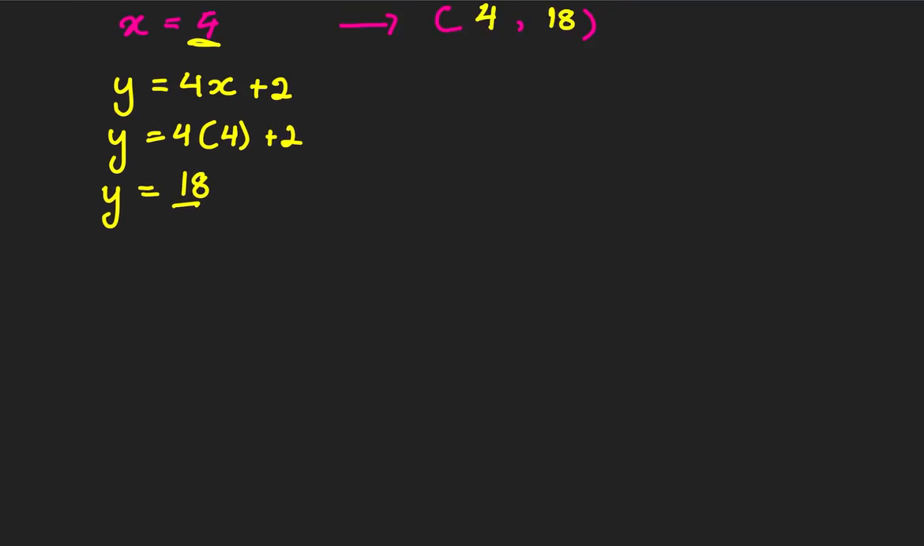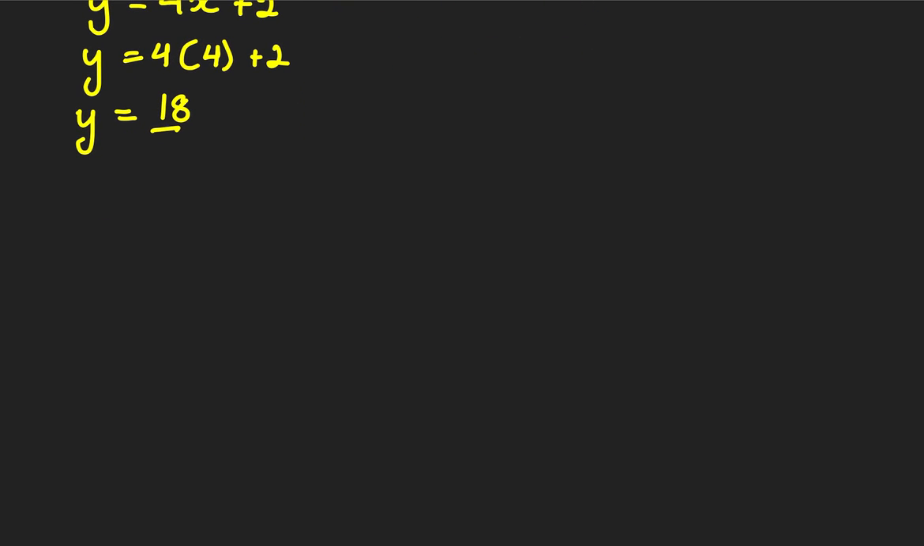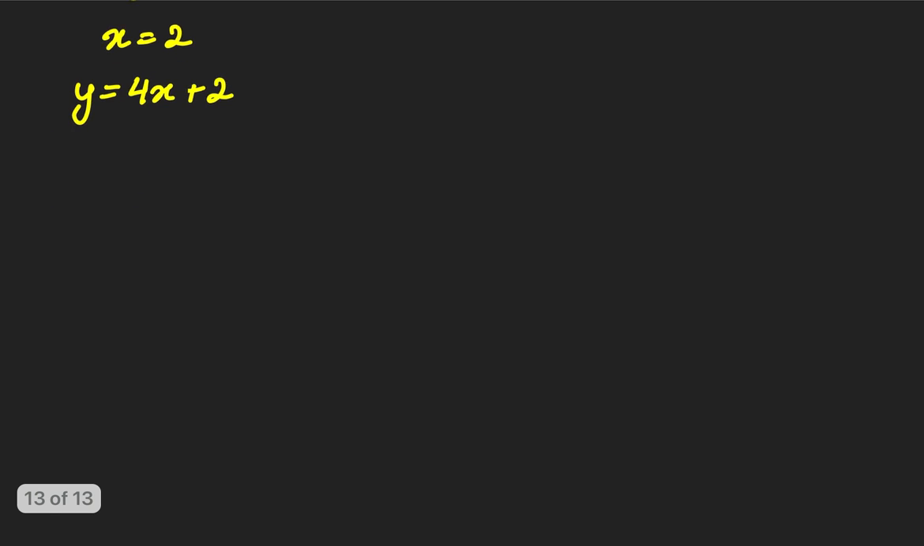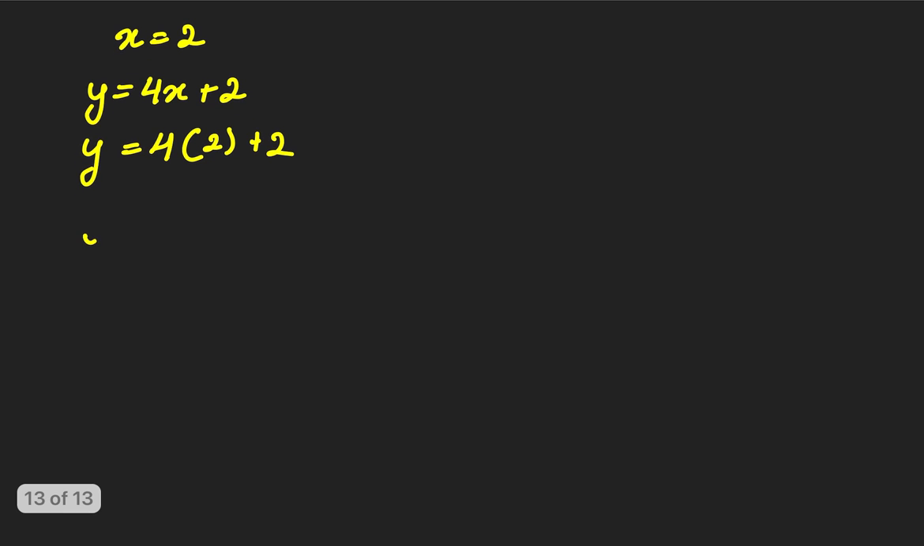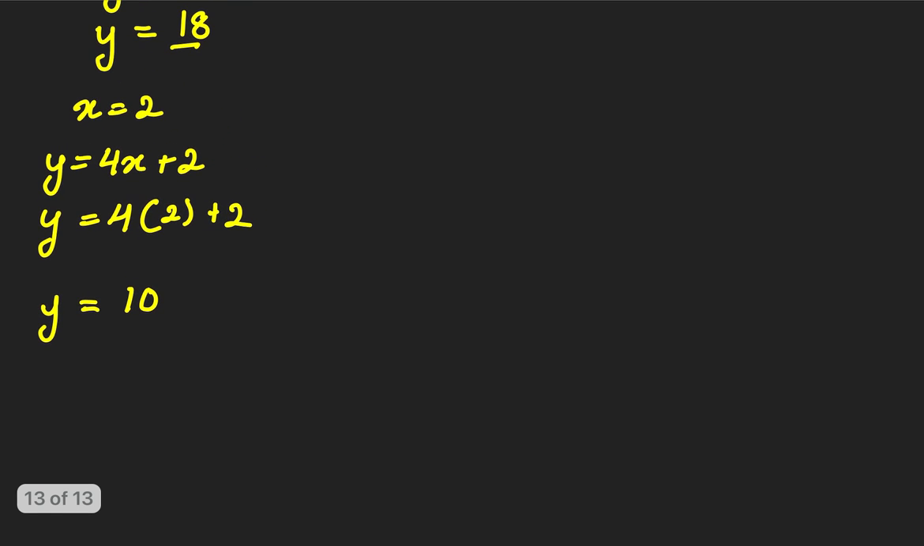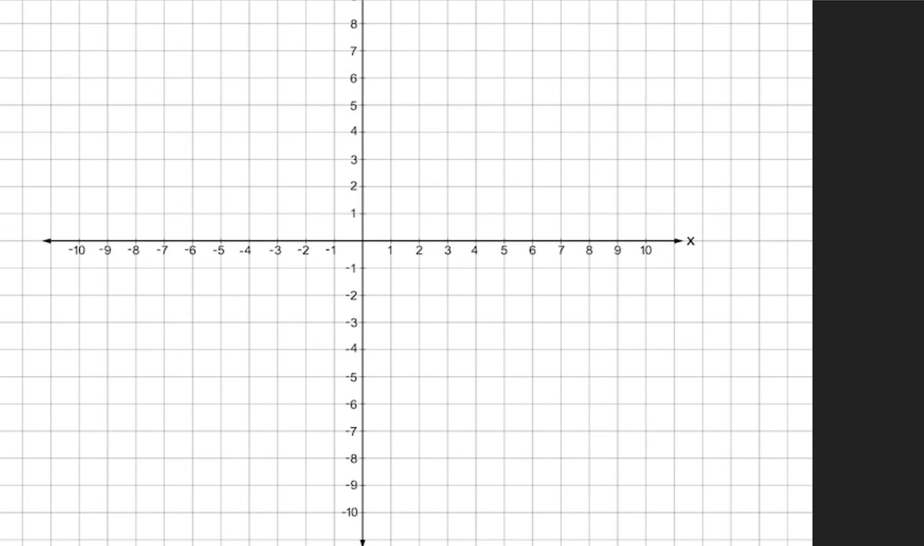Now, let's go for a different example. Let's see when x is equal to 2, we have y is equal to 4x plus 2. Simply replace x with 2, the same way we solved the previous one. y is equal to 4 times 2 plus 2, and y is equal to 10. So our coordinate would be 2, 10. And let's see how to put this onto the graph.